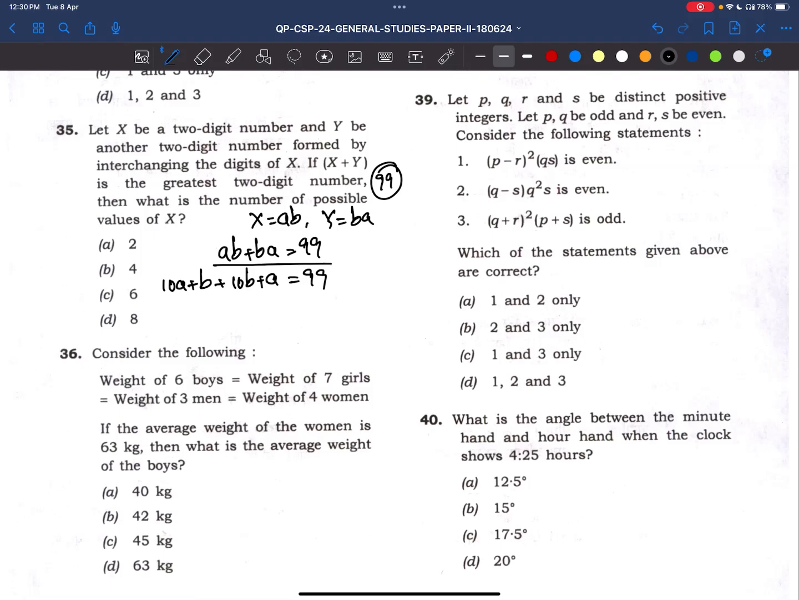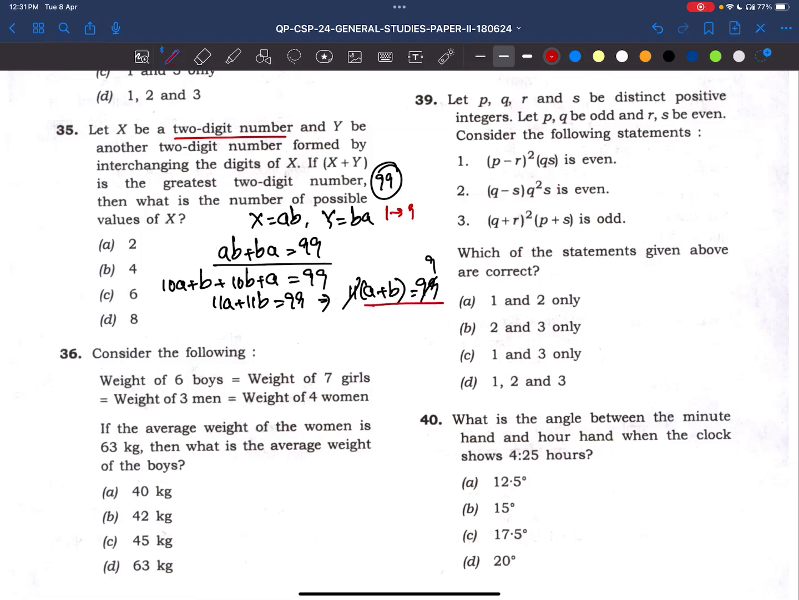Converting into decimal system, it will be 11a plus 11b is equal to 99. That means 11 times (a plus b) is equal to 99, so a plus b should be 9. And see, it is a 2-digit number, so it can't take 0 for sure. So a and b can take values from 1 to 9, right?